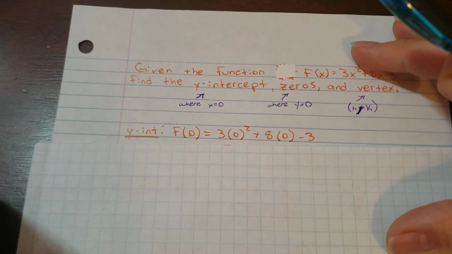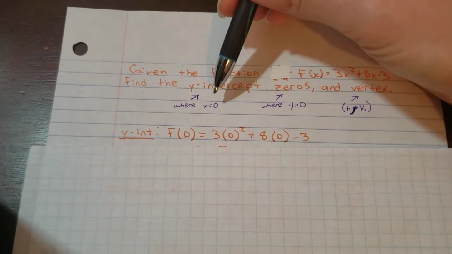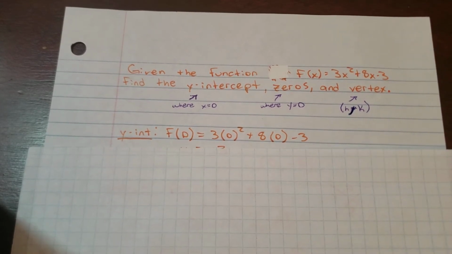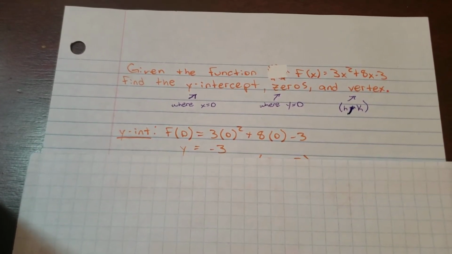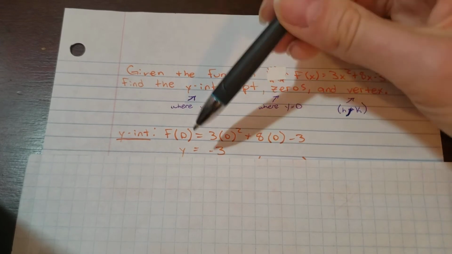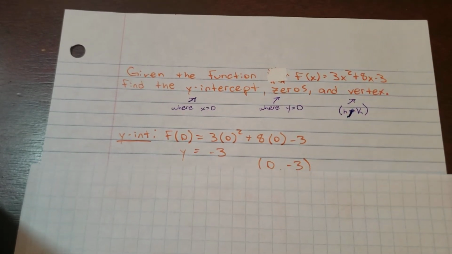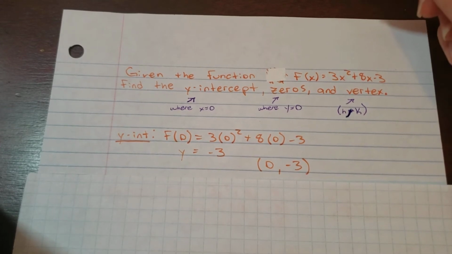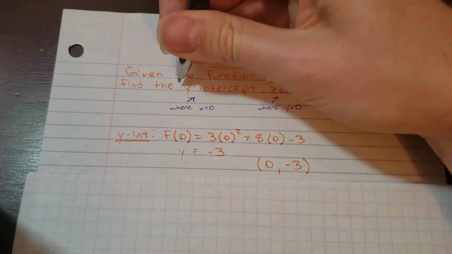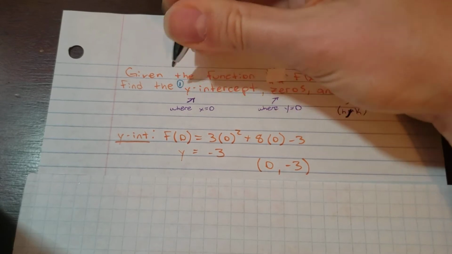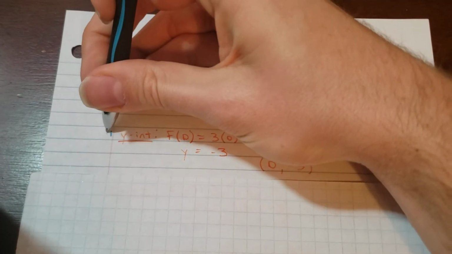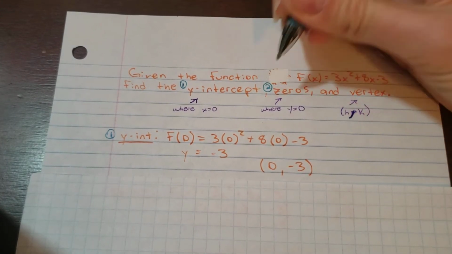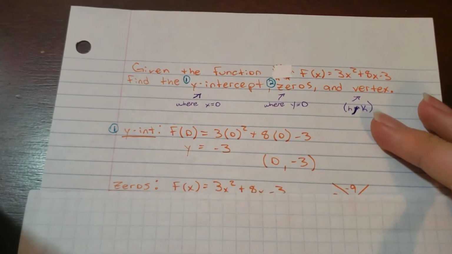Okay, so for the y-intercept, I'm going to set x equal to 0. Find out that y equals -3. So the point for my y-intercept is 0, -3. That's the first one. Okay, now the second one. The zeros.